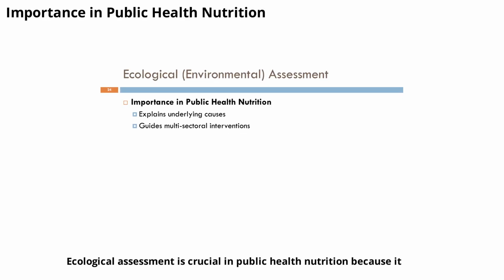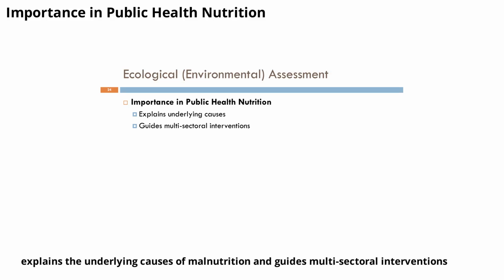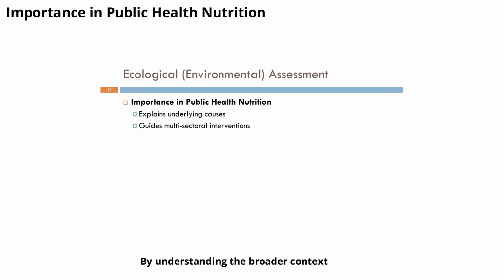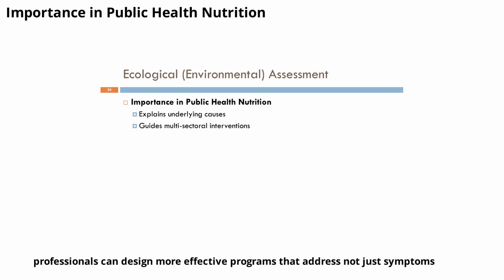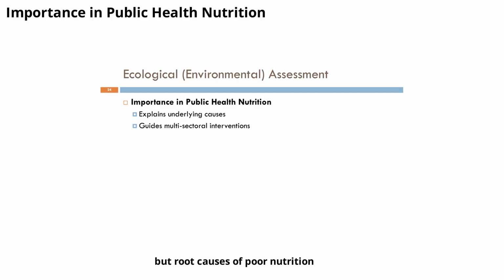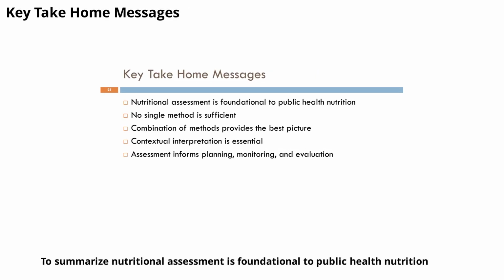Ecological assessment is crucial in public health nutrition because it explains the underlying causes of malnutrition and guides multi-sectoral interventions. By understanding the broader context, professionals can design more effective programs that address not just symptoms, but root causes of poor nutrition. To summarize, nutritional assessment is foundational to public health nutrition.